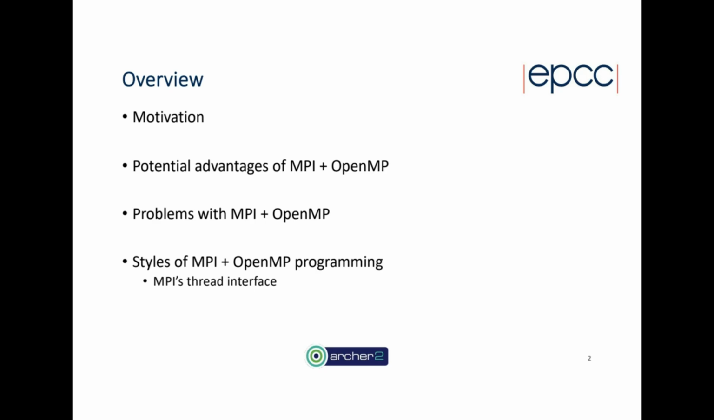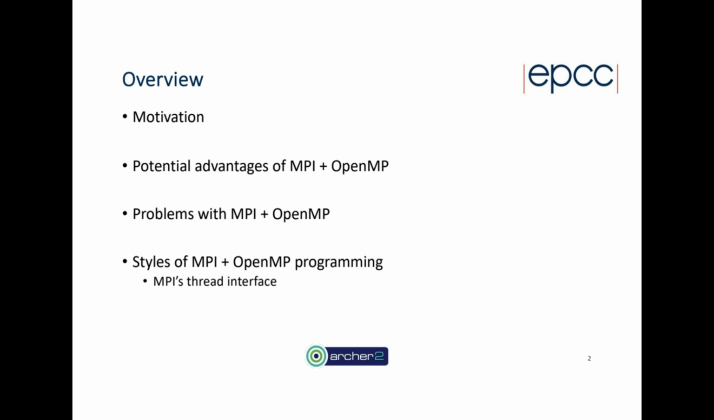Why would you want to use hybrid MPI and OpenMP in your application? And then we'll look at the potential advantages. Why might you want to do it? What are the reasons? What can you gain from it? And what sort of expectations you might have? And then we'll look at the other side of the coin: what are the potential problems? What can go wrong? And what can you do about it?